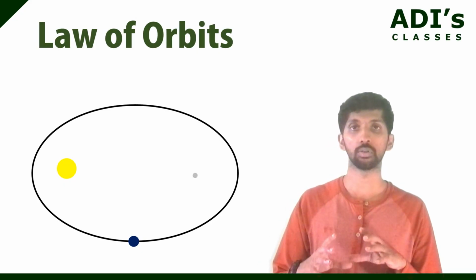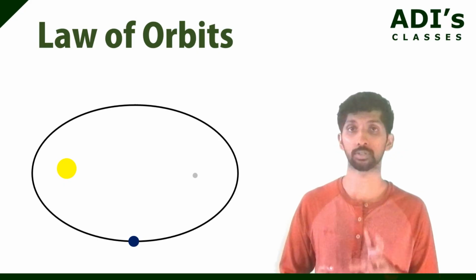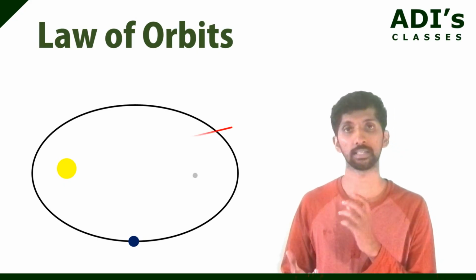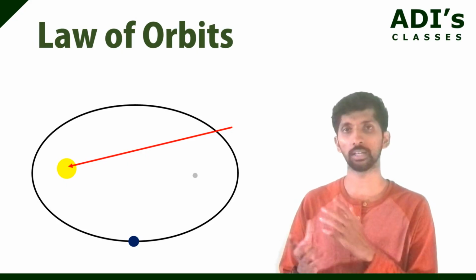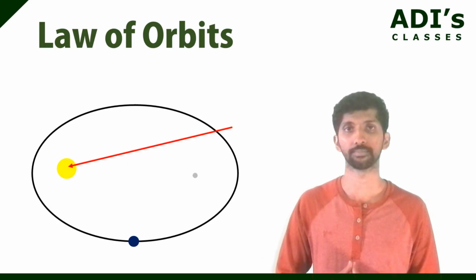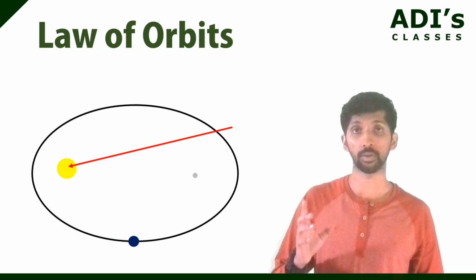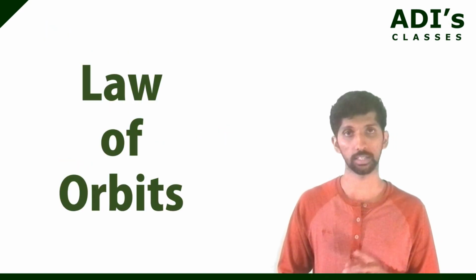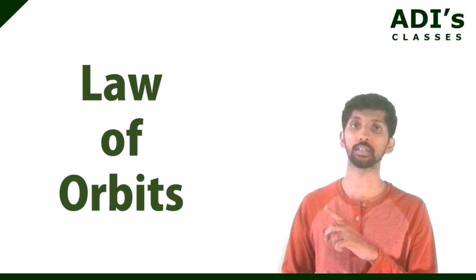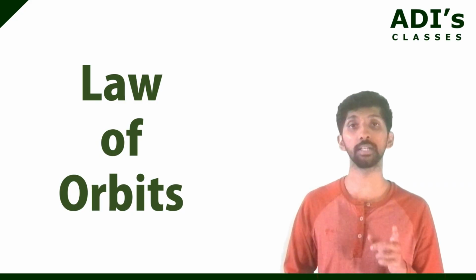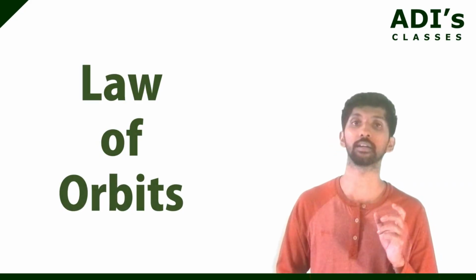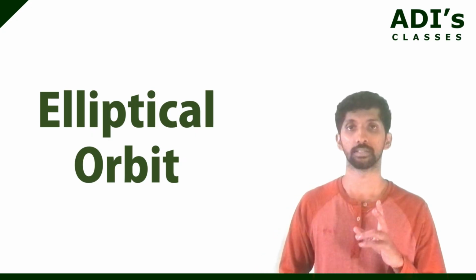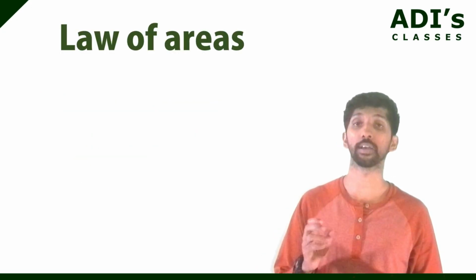Every ellipse will have two foci. At one of the foci we have the sun. You can clearly see that in the picture. So this is what we call the law of orbits. The planets revolve around the sun, and whatever orbit they are revolving in is an elliptical orbit. So this is the law of orbits. The second law is the law of areas.